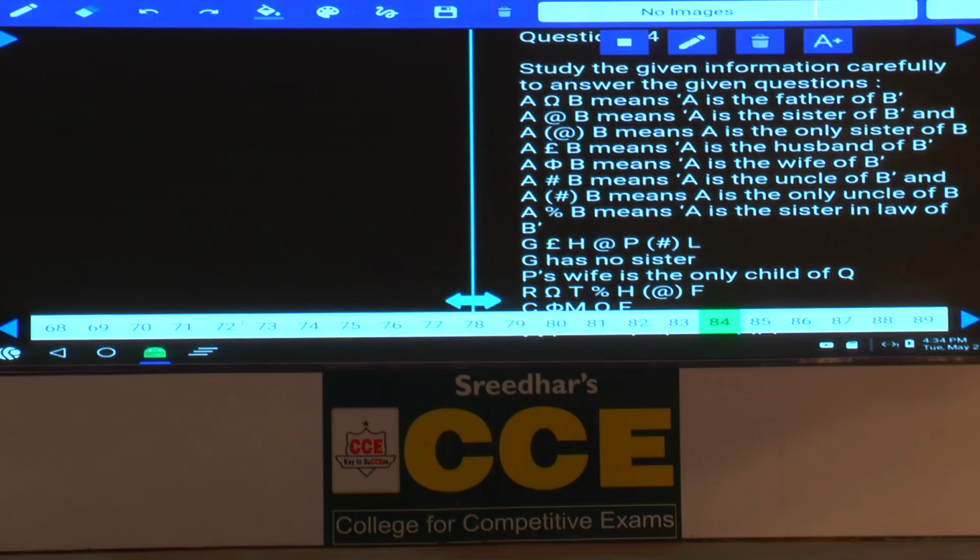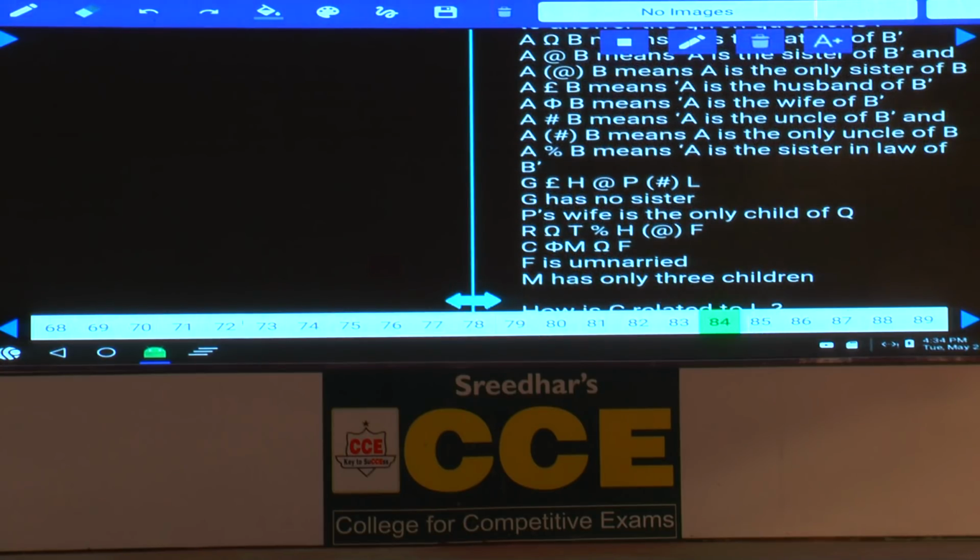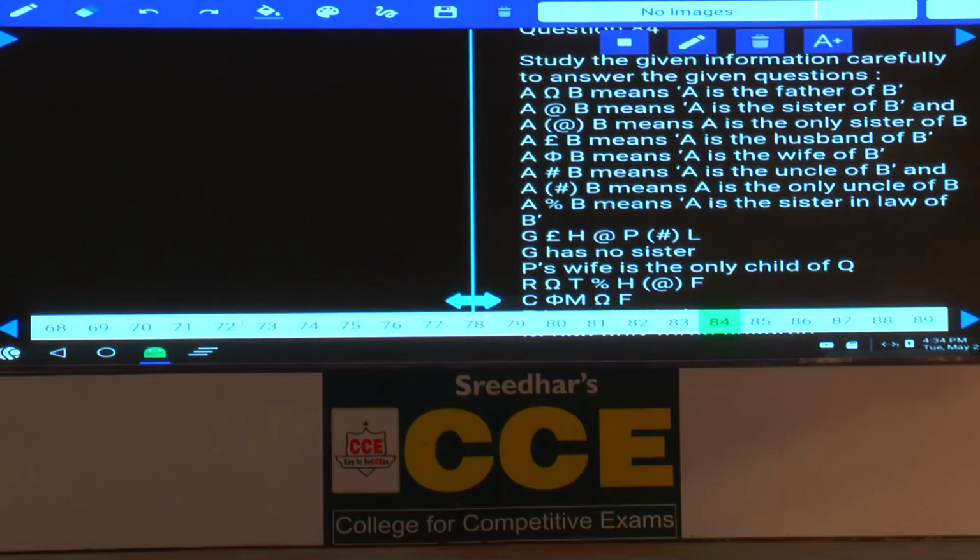First one, G pound H. Now where is this G pound H? Tell me what is the relation here. Pound stands for what? G is the husband of H. Now G is the husband of H, can be written like this. G is a male, H is a female. G is the husband of H.